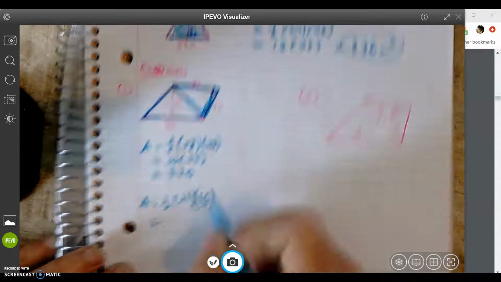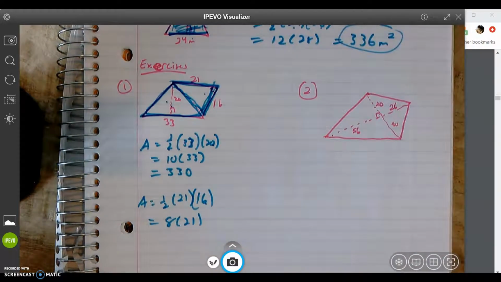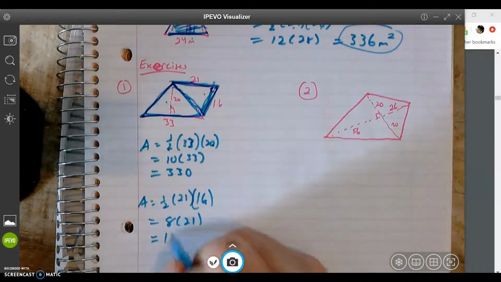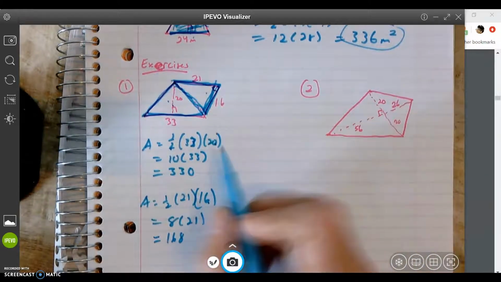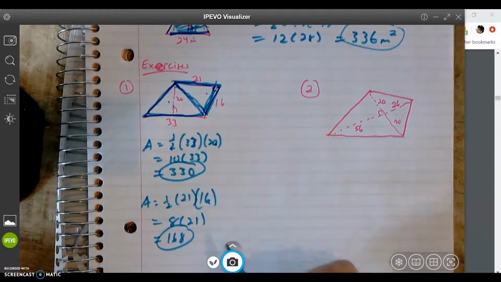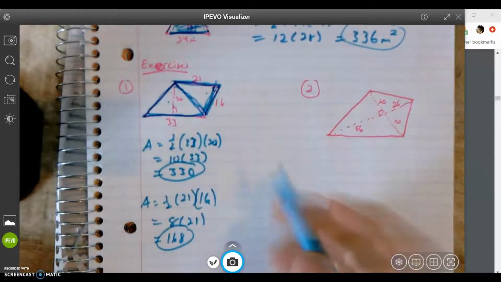Half of 16 is 8. 8 times 21 is, here's my calculator for that one, 168. And it doesn't have units, so it's going to be units squared. So now the first triangle is 330, the next triangle is 168 units squared. So if I combine those two, then I have the area of the whole thing.